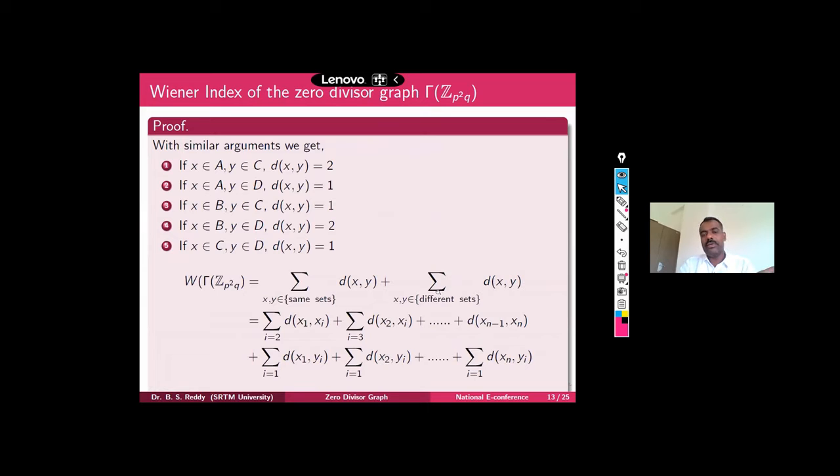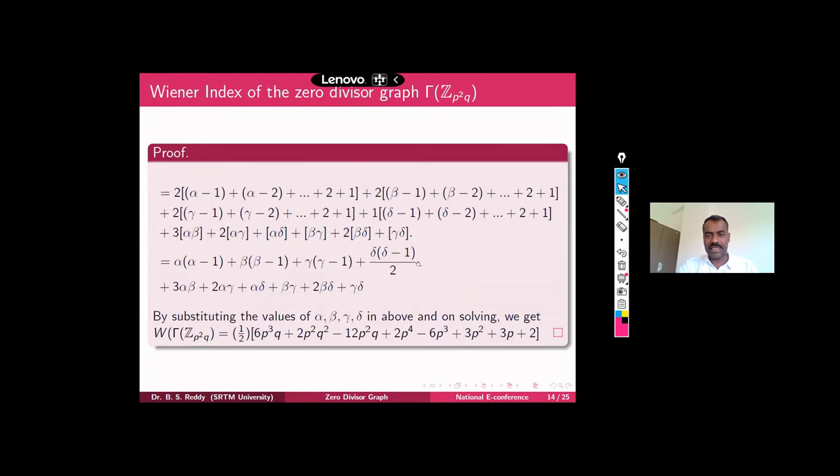Then what we can do is simply consider X and Y in the same set, and X and Y in different sets, and you separate the sum. Because for the same sets, you can have distances from 2 onwards, 3 onwards, and so on. So once you split this and substitute the values, it is basic calculation. After substituting these alpha, beta values, you will get this. Okay. Fine.